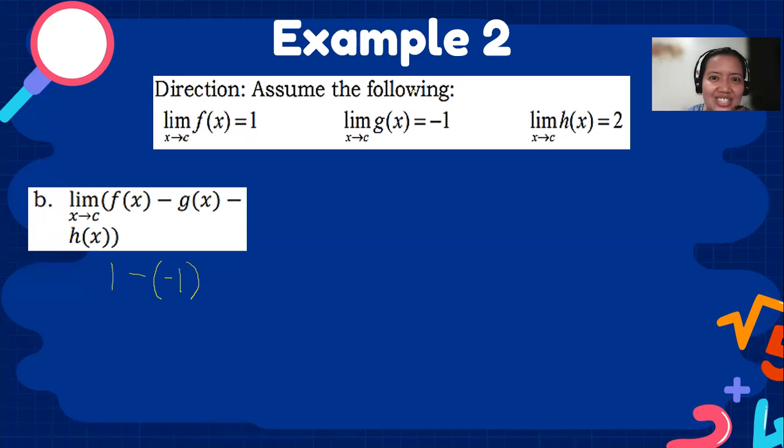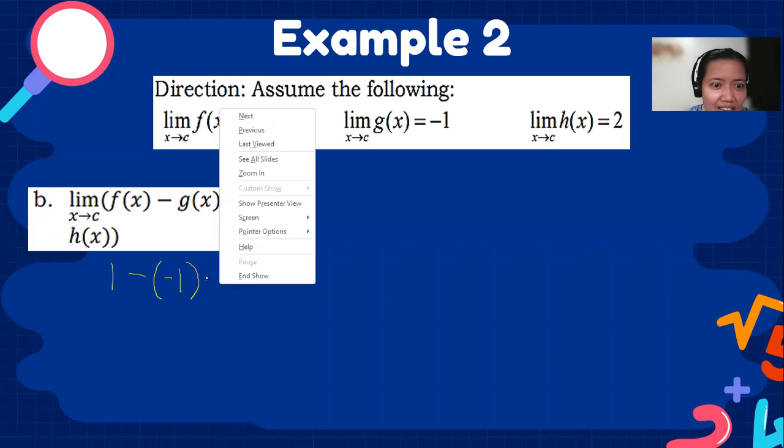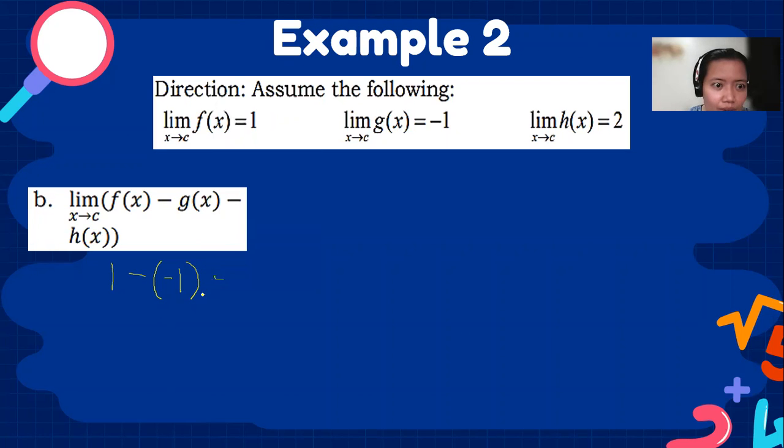Okay, you answered in the chat box. Thank you very much. Okay, let's copy the subtraction sign. What is the limit of h of x? Anybody? Okay. Jana is answering in the chat box. It's 2. Yes, it's already in the given. So we have 2 here.